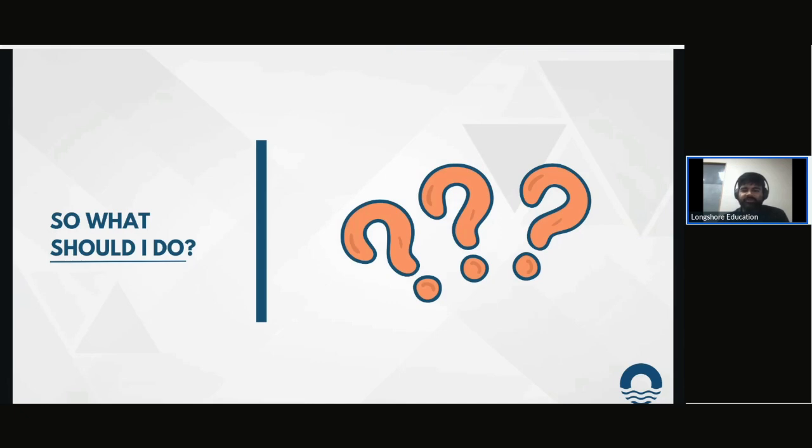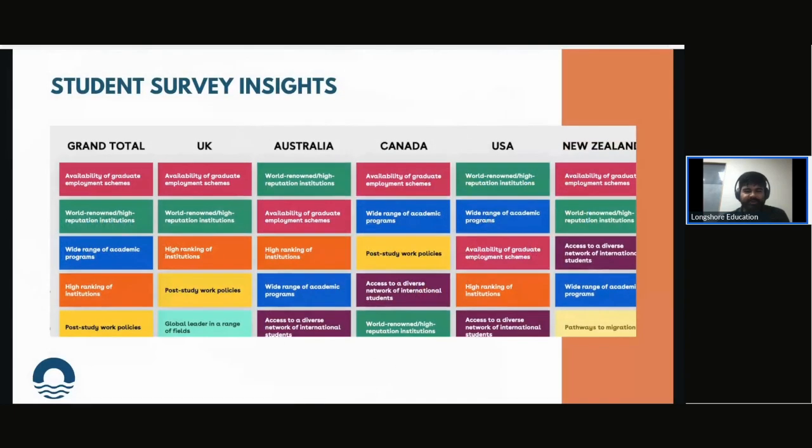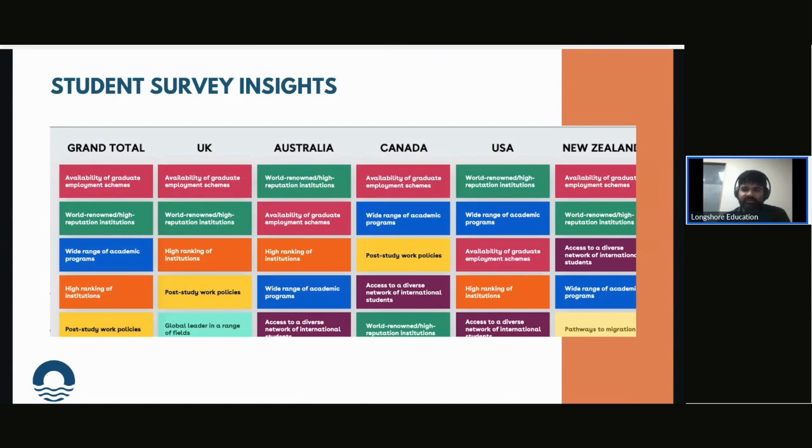So let's look at this particular student survey insight, which was conducted just at the beginning of this year. There's a bit of a cropping issue in that, but I think you could probably get it. This pink thing is mostly the same as over here, and this blue thing is the same as over here. You can see that availability of graduate employment schemes was the first thing students mentioned, whether it's UK, Australia, Canada, USA, New Zealand. High ranking of institutions, a wide range of academic programs, and post-study work policies are also factors the students like to consider.